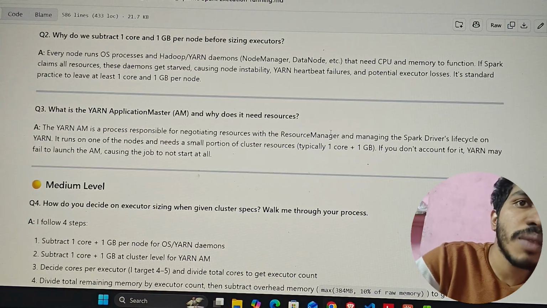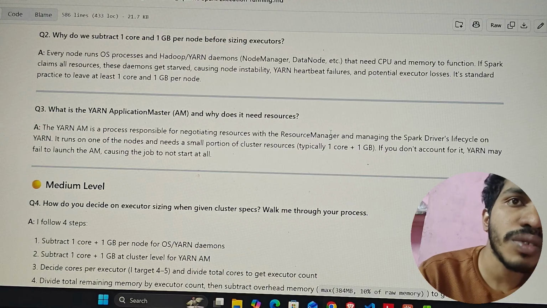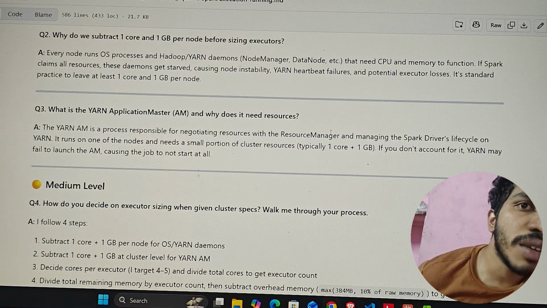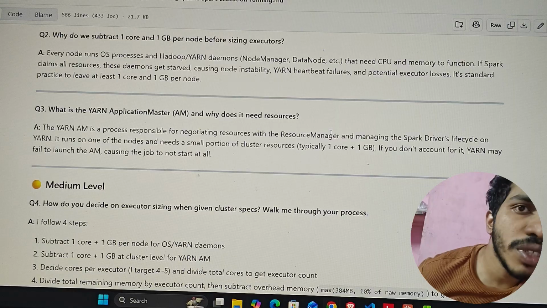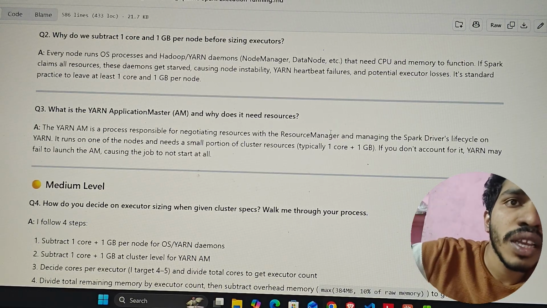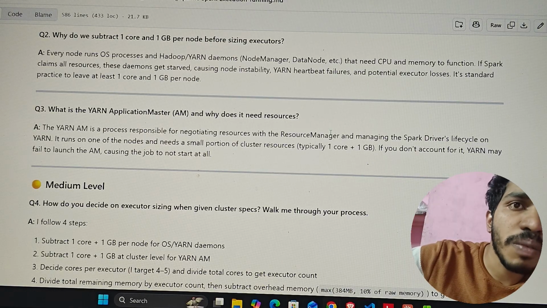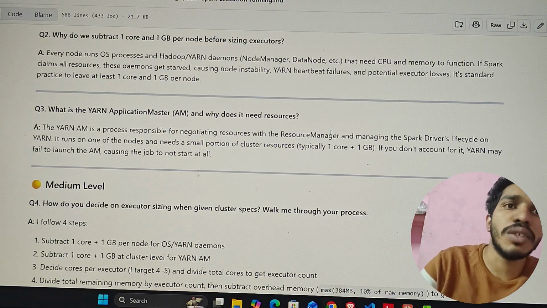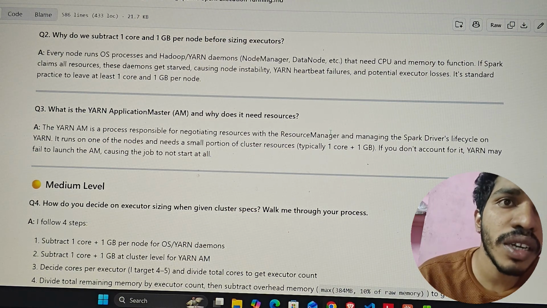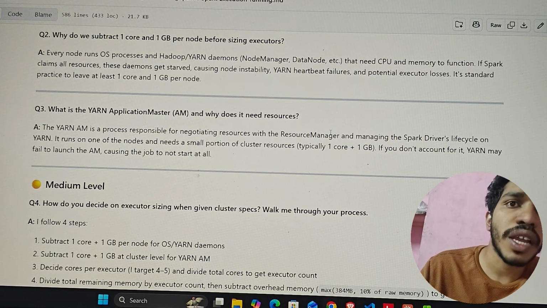What is next is, what is the YARN application master, AM, and why does it need resources? The YARN AM is the process responsible for negotiating resources with the resource manager, meaning YARN, and managing the Spark driver lifecycle on YARN. It runs on one of the nodes and needs a small portion of cluster resources, typically 1 core plus 1 GB RAM. If you don't account for it, YARN may fail to launch the application master, meaning AM, causing the job to not start at all.